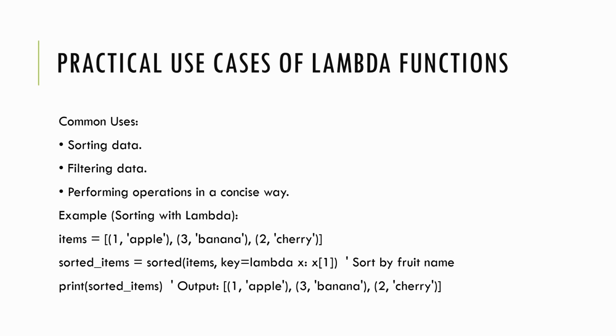Lambda functions are often used in practical situations such as sorting and filtering data. For instance, let's say we have a list of tuples: 1, apple, 3, banana, 2, cherry. We can sort this list by the fruit name using a lambda function. The result is 1, apple, 3, banana, 2, cherry. Lambda functions make such operations concise and effective.